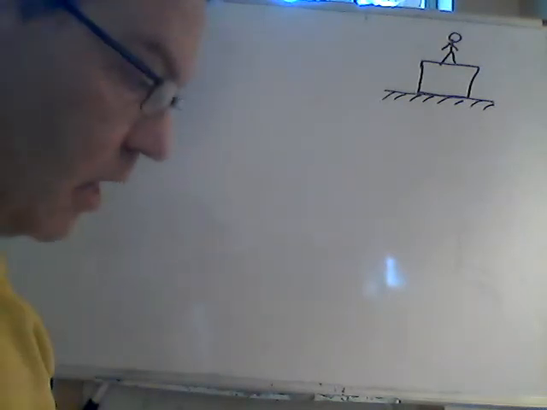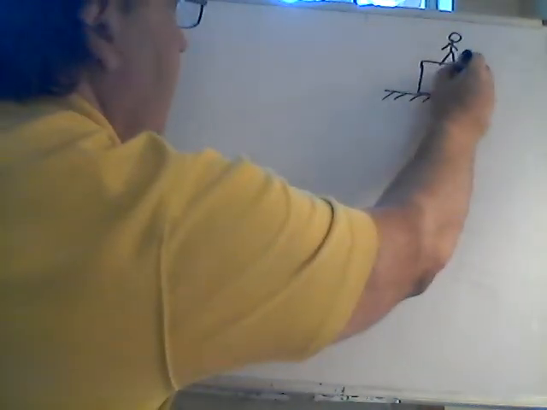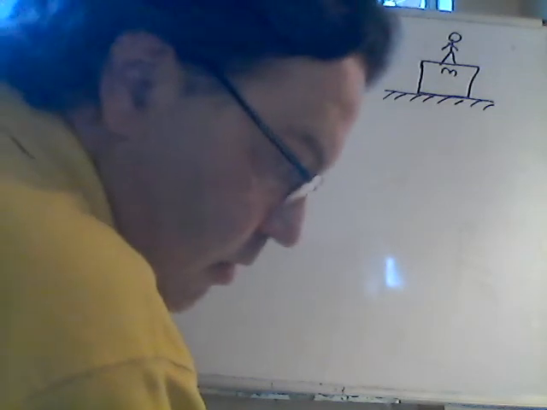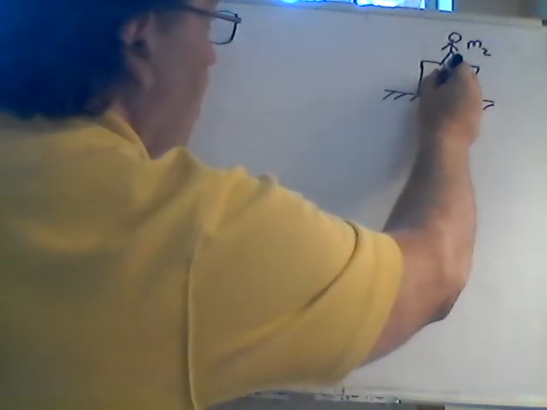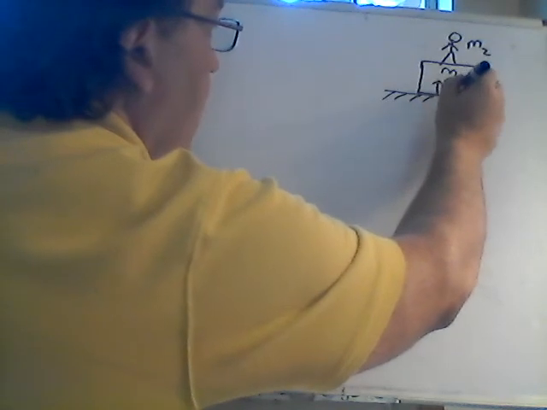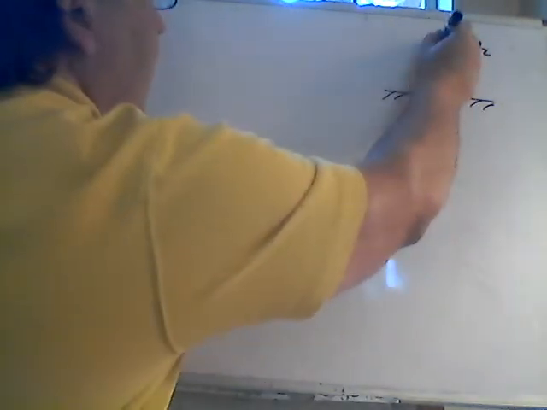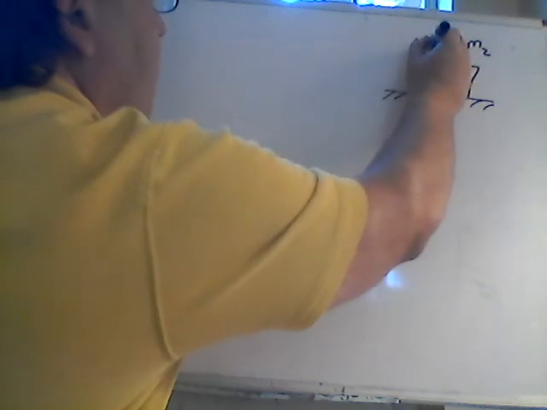So this crate has a mass. Call it M1 for the mass of the crate, and we'll say M2 is the mass of the person. Now, there will be a normal force from the floor onto the crate. Call it N1. We'll say there's a normal force that the crate exerts on the person. We'll call that N2.